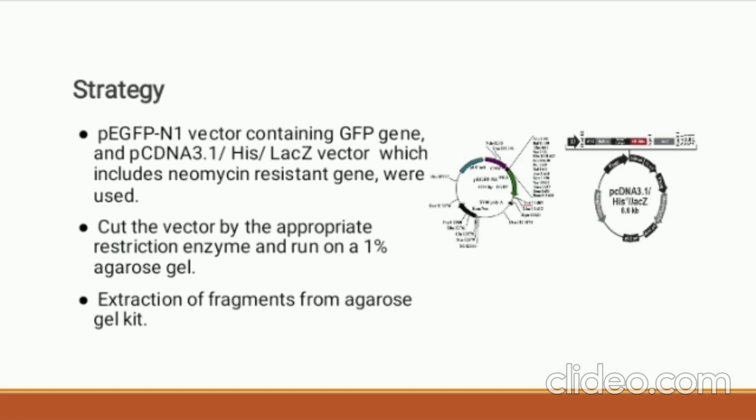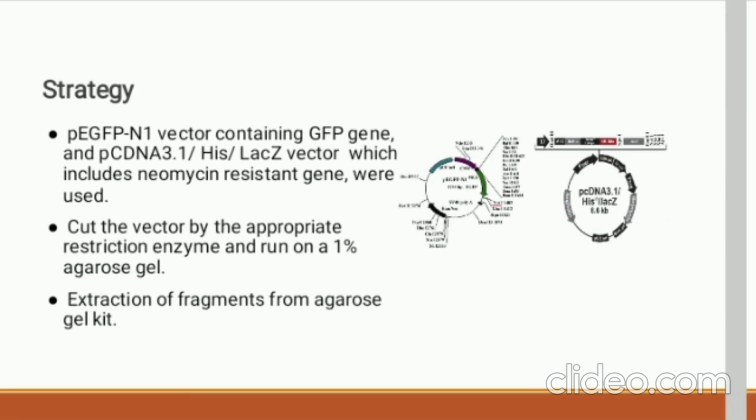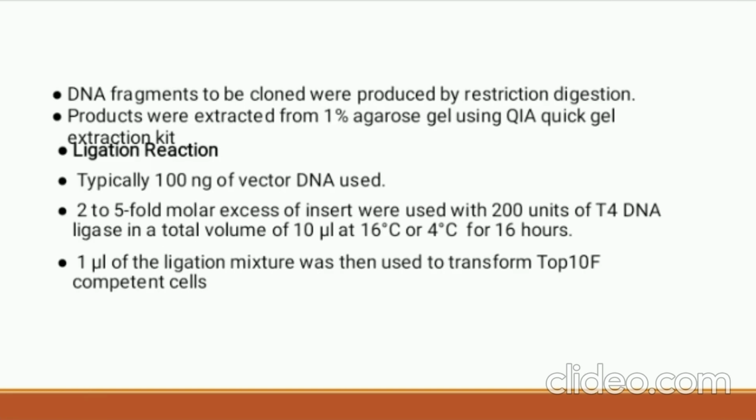The fragments were extracted from the agarose gel. The DNA to be cloned, the GFP gene and the neomycin resistance gene, were also cut with the help of restriction digestion enzymes. Restriction digestion is a process which uses various endonuclease enzymes to cut pieces of DNA of different lengths. The products that were cut were then extracted from a 1% agarose gel using the QIAquick gel extraction kit.